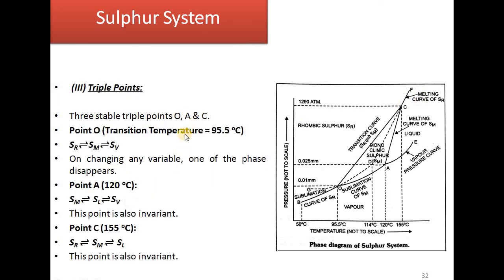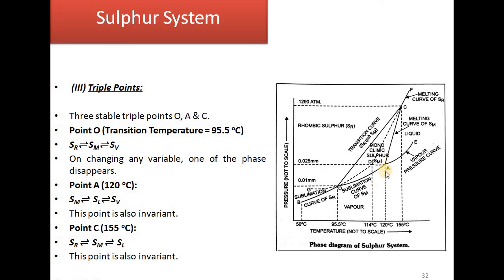Now different types of triple points we are obtaining on the phase diagram. The first one is the point O. Point O corresponds to the transition temperature 95.5 degrees Celsius. At this point, the three phases in equilibrium are rhombic sulfur, monoclinic sulfur and sulfur in the vapor form. So Sr, Sm and Sv will be in equilibrium at this point and the system will be invariant as degree of freedom is equal to 0.